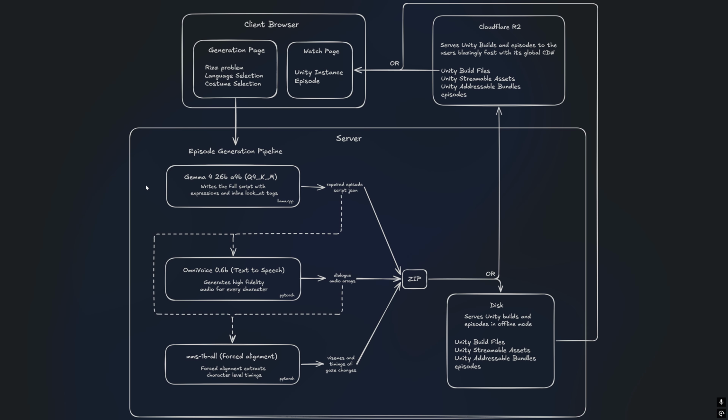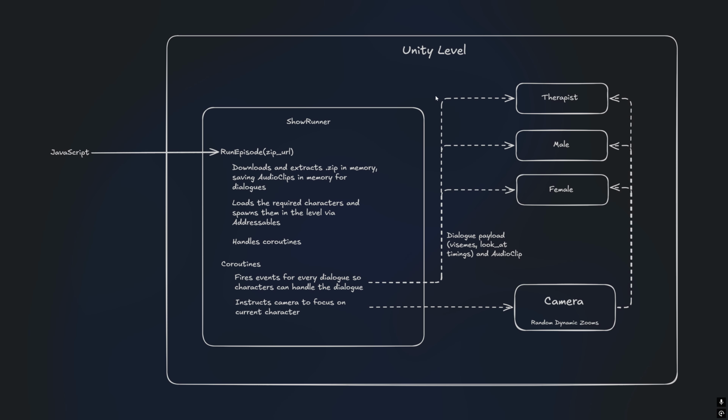Here is the architecture. Gemma 4 26B-A4B runs via llama.cpp at Q4_K_M quantization. Then the OmniVoice 0.6B TTS model generates audio for every character. Then Facebook's MMS-1B-all model is used for forced alignment between the dialogue transcriptions and the audio to extract visemes so that lip sync can be performed. Everything is then zipped and uploaded either to the disk or Cloudflare R2, depending on whether we are running it online or offline.